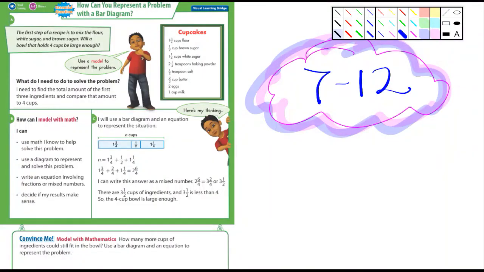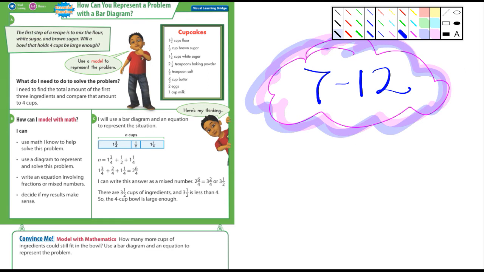Okay, fifth graders, this is 7-12. Yesterday's video, I think I'd written 712 on it, but this one actually is. So this is page, what page are we on? 314. Wrapping up chapter 7 here. It says using a bar diagram to represent a problem.